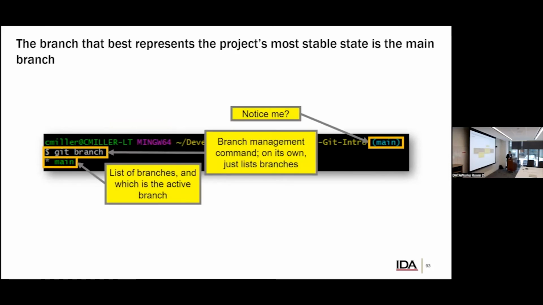So what are the branches that we started out with? We type in the command git branch, and on its own, that's just going to list out what branches are present. Right now, there's only one branch, the main branch. And that is actually the branch that we're working on right now.